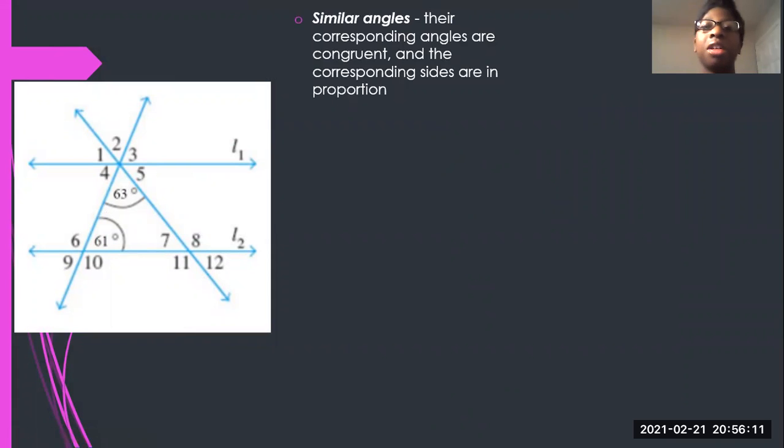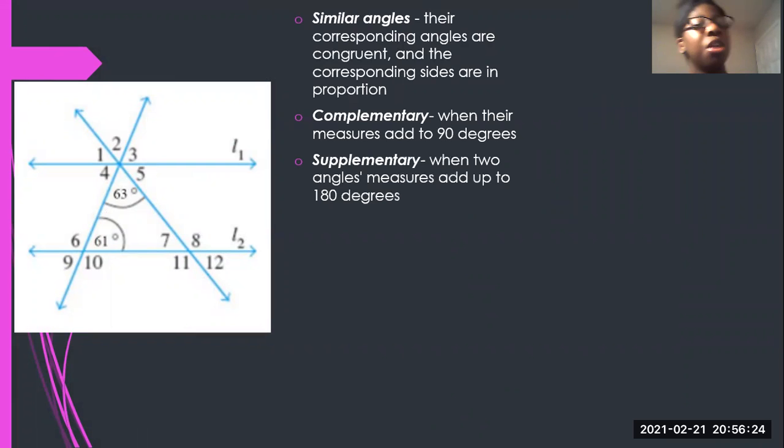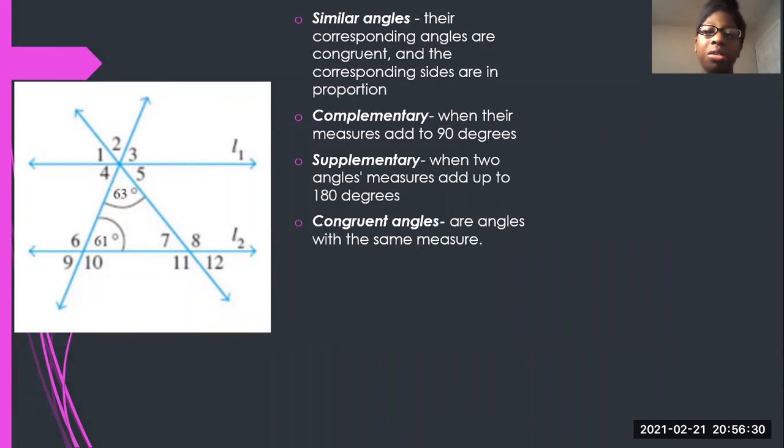Similar angles are angles that are basically the same, same size, same everything. Complementary angles are when 2 or more angles add up to 90 degrees. We have supplementary angles, which equal 180 degrees, 2 or more angles that equal 180. And congruent angles are angles that are the same measure. Now, we also need to know what 180 degrees is. 180 degrees is a straight line. So this will be 180.